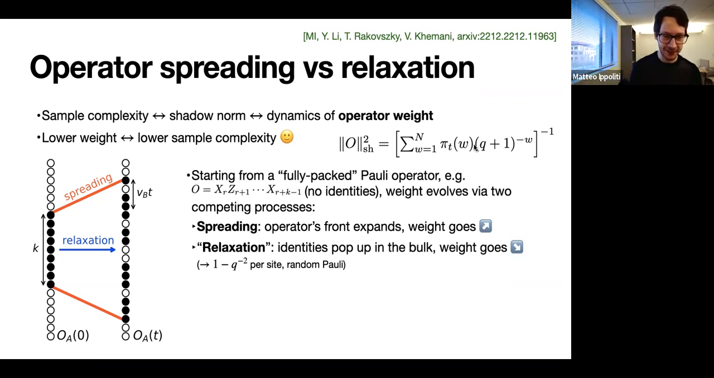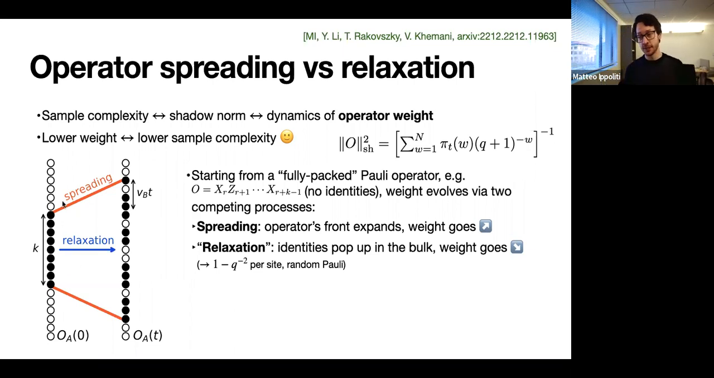And this is simply, it's easy to see if you think about one of these initially completely packed Pauli operators, meaning that they are identity outside of some segment and they are traceless on each one of those points. So it's X, Y, and Z on each of them, or generalizations thereof for higher dimensional qubits. And as time goes on, two things happen. So first of all, the operator spreads.